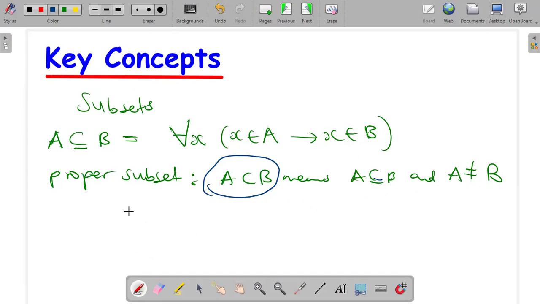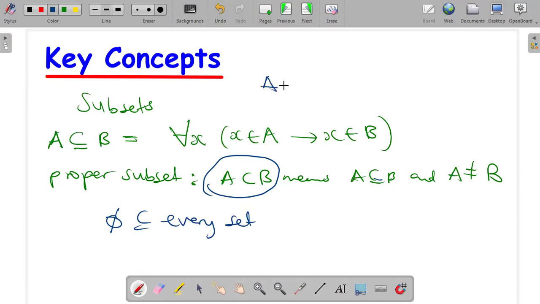So there are facts that we must know about these subsets. For example, the first one is that the empty set is a subset of every set. It's contained in every set. And then every set is a subset of itself.